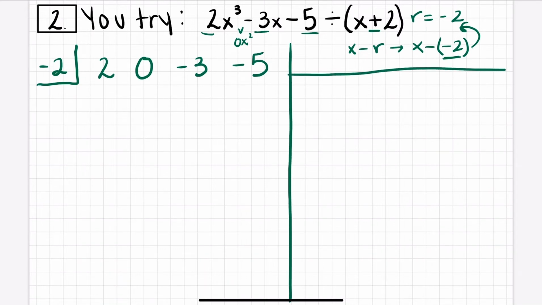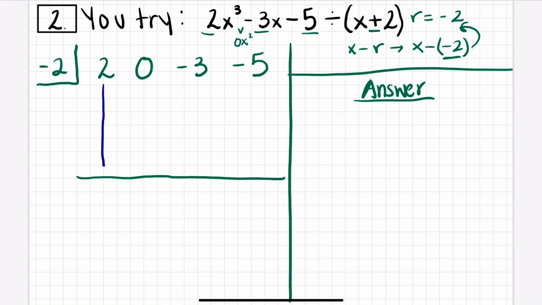Perfect. Our answer is going to go here on the right-hand side, on the bottom. So again, same process, nothing's changed. Just make sure that this is a polynomial and this is a linear term, and that way you can use synthetic division in order to find the quotient. So again, we just bring down the 2, this first term, so that gives us 2.